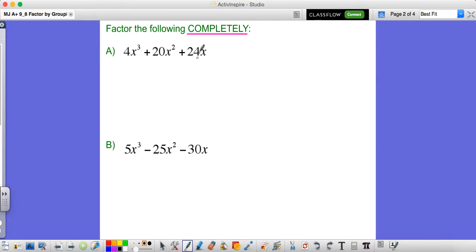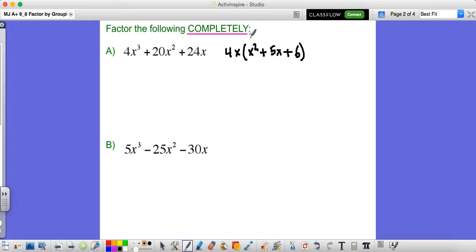So here what we're going to do first is factor out a 4x, because 4 goes into 4, 20, and 24, and x would go into x cubed, x squared, and x. So we're going to start there. What are we left with now? Well, just an x squared. Then we have a 5x, and then a 6.